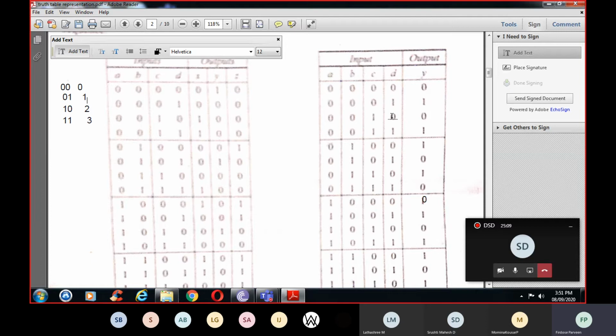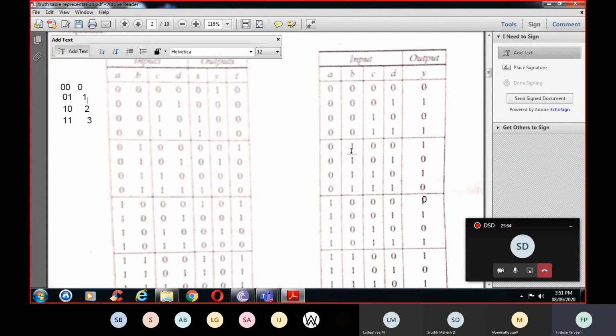0, 0 means 0, and 1, 0 means 2. So 0 plus 2 is 2. It is an even number, so it will be 0. Then 0, 0 means 0 and 1, 1 means 3. So 0 plus 3 is 3. It is an odd number, so we will write 1 here. That is, an output is generated at the output.